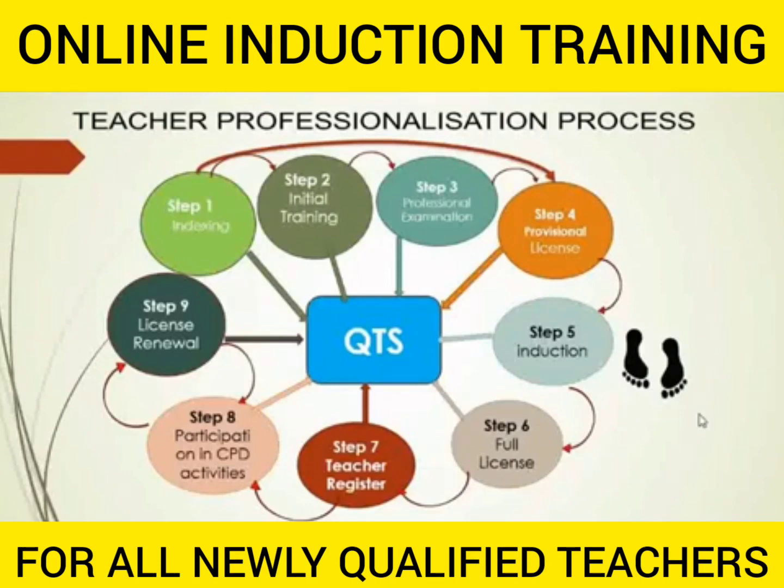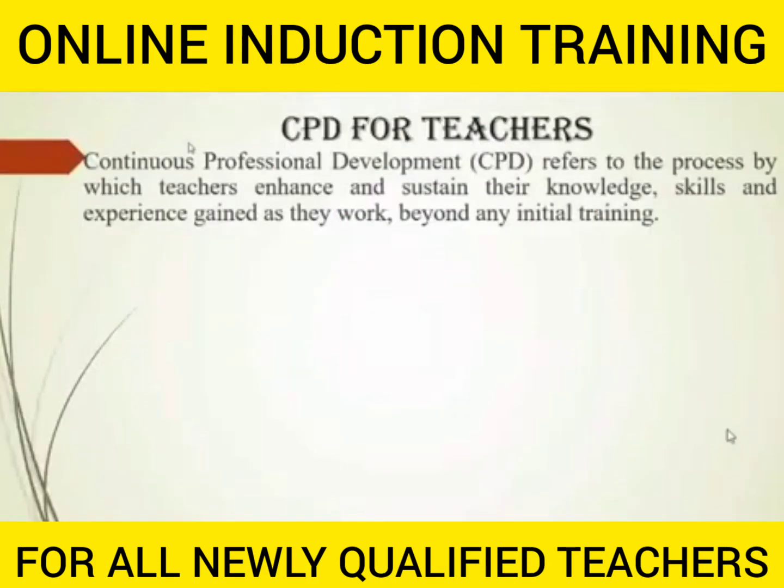Step 6, you are given a full license. Step 7, you are registered as a teacher after the license. And then step 8, you are expected to go through CPD activities when your license is issued to you. Step 9 is the renewal of license after you've undergone your CPD activities and met the minimum required points. Now let's go through the CPD.